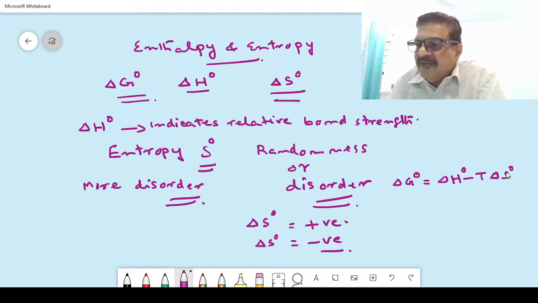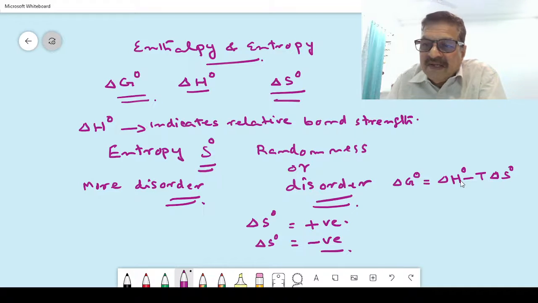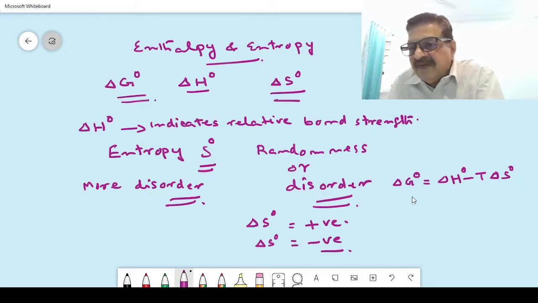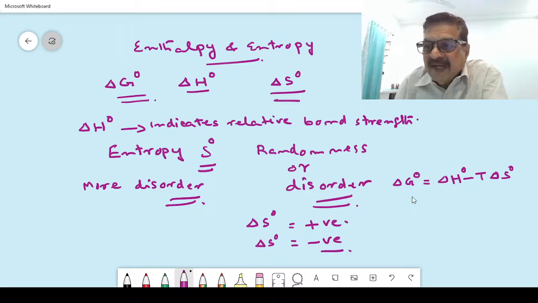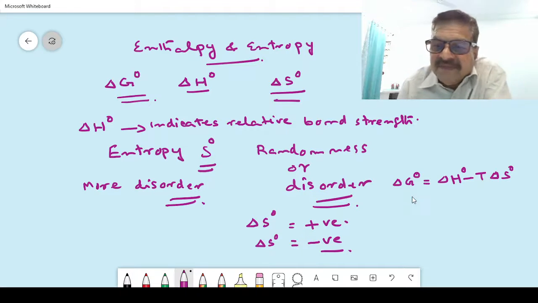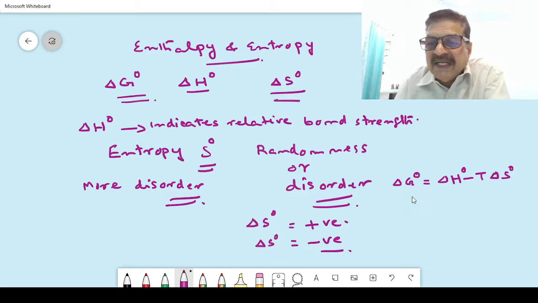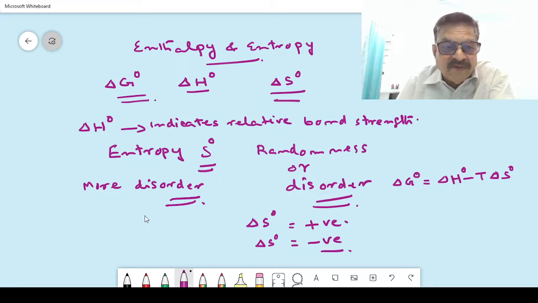So I am just telling you this briefly. This is the free energy change here. Delta G is the total free energy change. Delta H is the change in the bond energy. Then T is the Kelvin temperature and delta S is the entropy change, the change in entropy between the reactants and products.